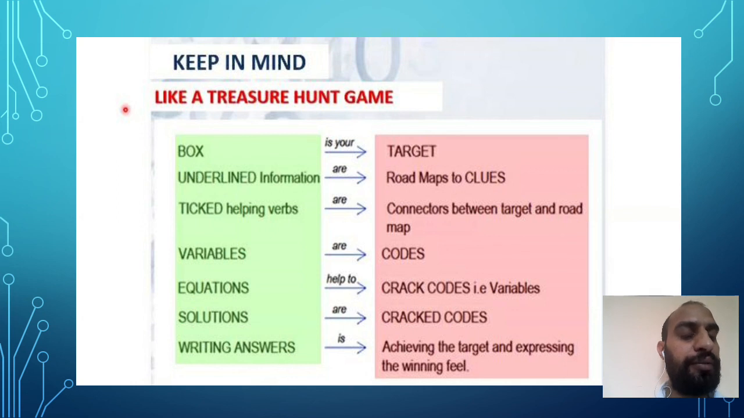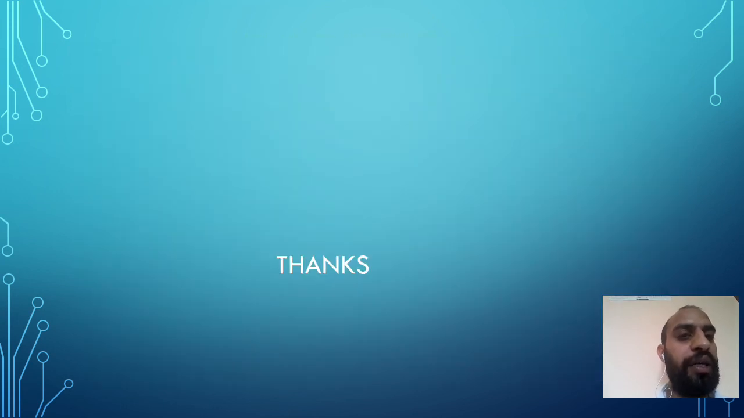So it's my request to you all, just play it like a game. As I told you, first box the question, underline the information, take the helping verb, then find the variables required, make the equation, and then find the solution. After solving, you can easily write the final answer.